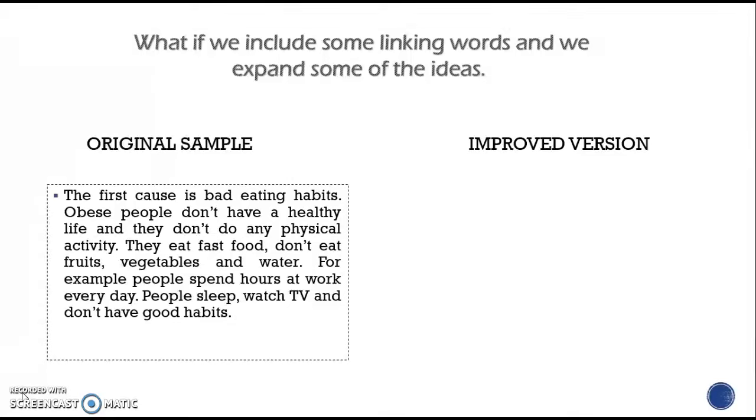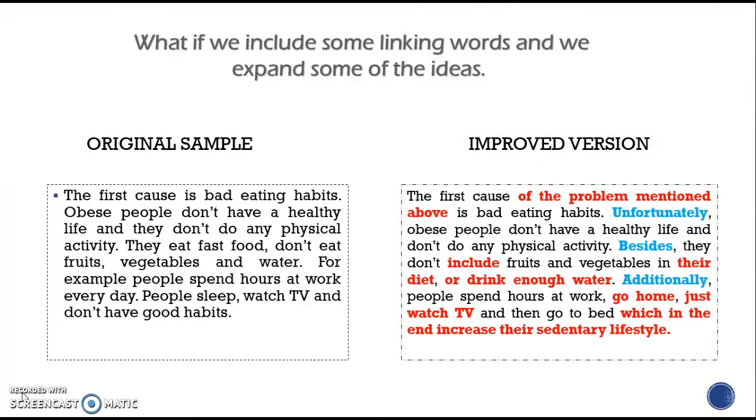Yes, you were right. Sample B had some difficulties, but what if we include some linking words and we expand some of the ideas? Look at the original sample. And let's take a look at the improved version. The information you see in red is some extra information to expand ideas. And the words you see in blue are some connectors that make ideas sound better. Remember, there is always a way to make a paragraph better.